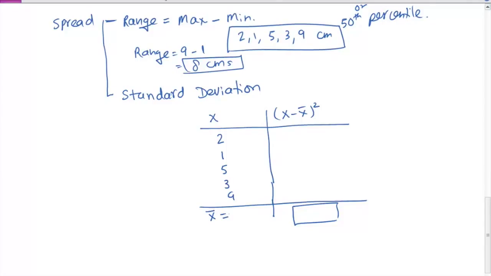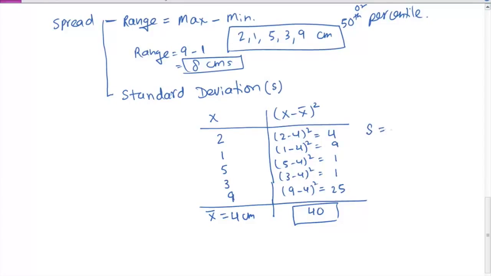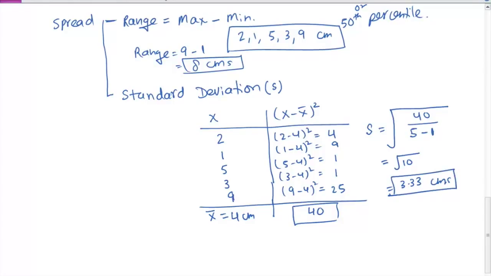But before we can calculate this column, you need x bar. So add all the values and divide by 5, and you will get x bar. In this case, x bar is 4 centimeters. So 2 minus 4 whole square, and so on. Now standard deviation is given by the square root of this total that we got, 40, divided by the sample size minus 1. We have 5 data points, and then minus 1. That gives you the square root of 10, which is 3.33 centimeters. So that's the standard deviation based on this data.